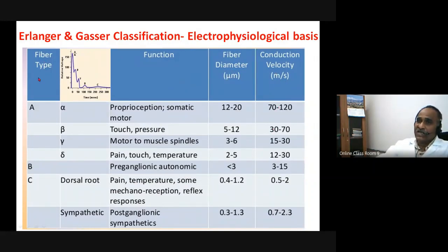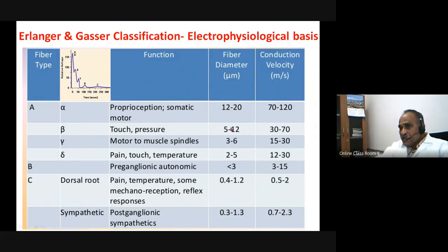You look here, the type of fiber A, B, C. Now, A, B, and C, you can just see that. So A is divided into alpha, beta, gamma, and delta. And these alpha, beta, gamma, and delta have a diameter of about, the alpha fibers have a diameter of about 12 to 20 micron. I consider it as a 20 micron.